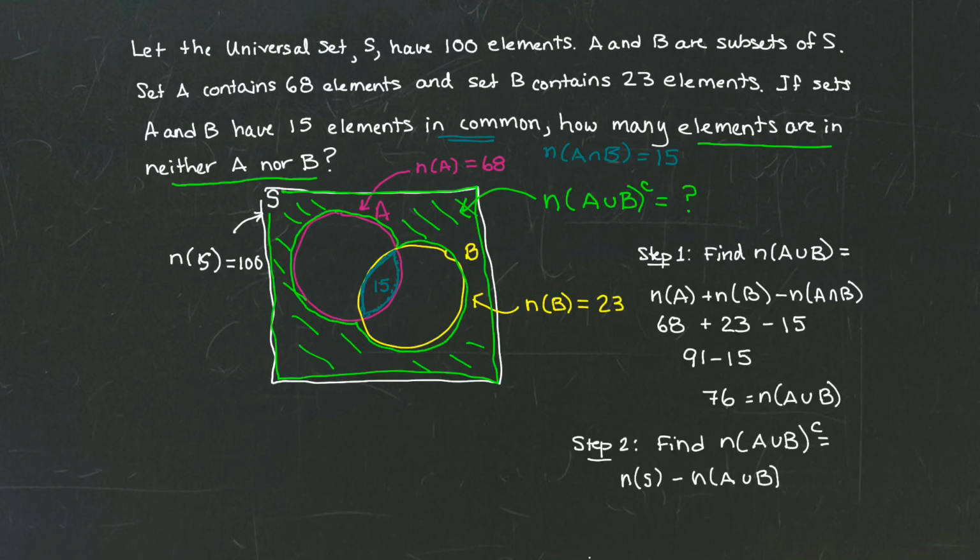So how many elements are in our universal set? 100. How many elements are in A union B? That's 76. And so that tells us that the total number of elements in the complement of A union B is 24. There are 24 elements that lie outside of A union B, or if you like, that lie in neither A nor B.